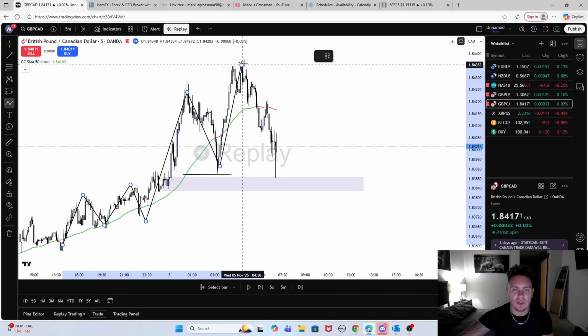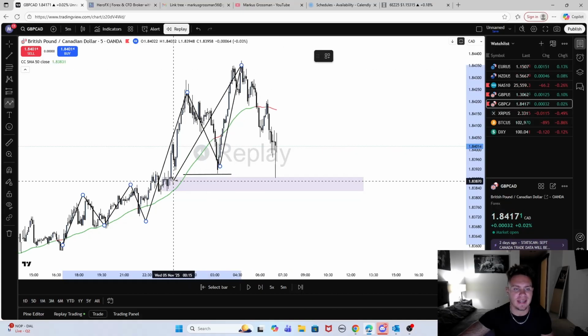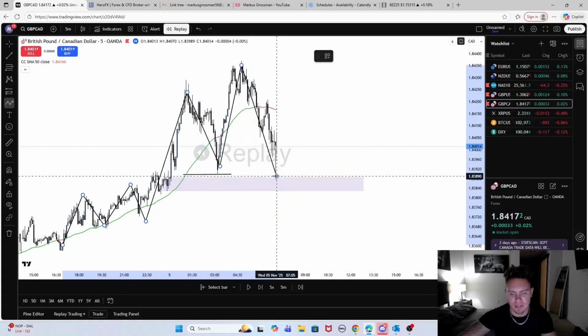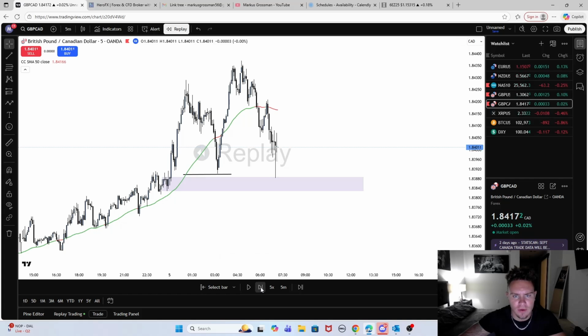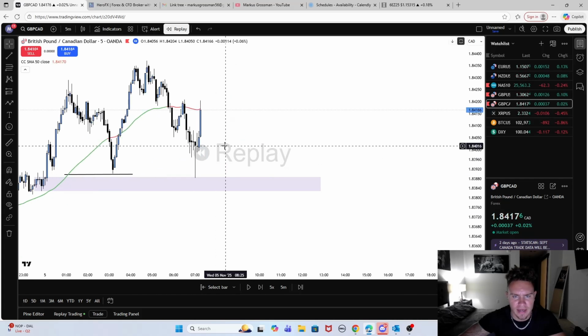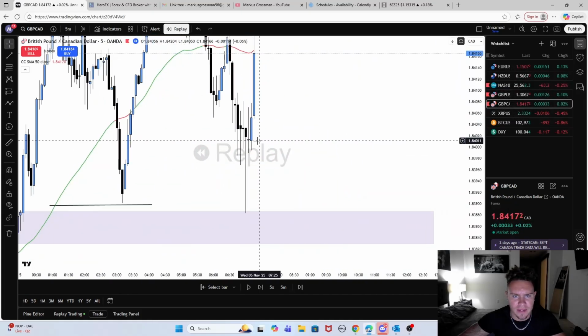Now, what they want to do, before they continue, is sweep this liquidity and tap into our demand zone. So we get to tap into the demand zone. Boom. And now we're just looking for the first bullish candlestick. So if you zoom in right here, you'll see that this candlestick was bullish. This is where I entered my trade.